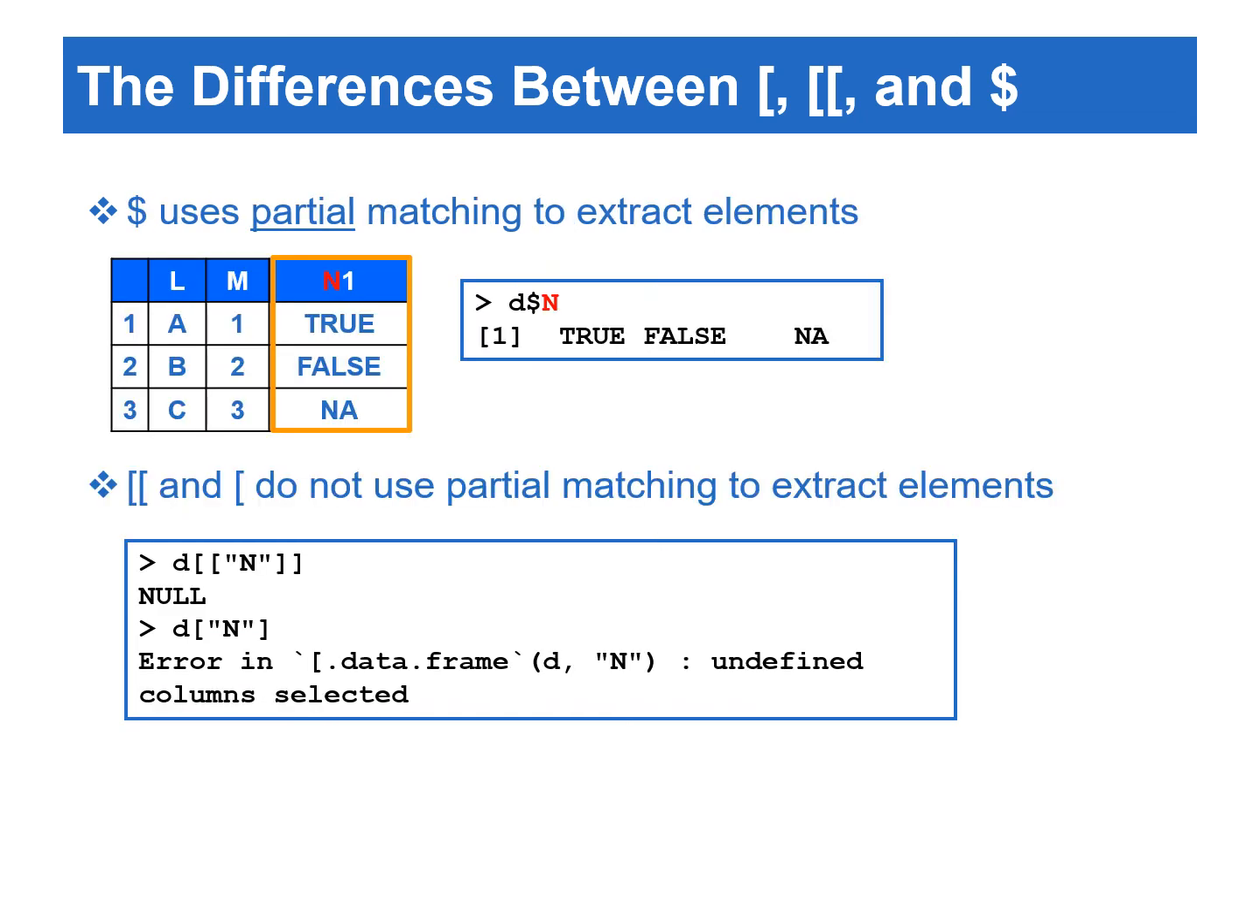The last difference is that the $ sign operator uses partial matching to extract an element, while single or double brackets do not. In the first example, we specify n instead of n1 to select n1 column by using the $ sign operator. But we cannot perform similar action by using single or double brackets. Please keep in mind that using partial matching is not a good programming practice.